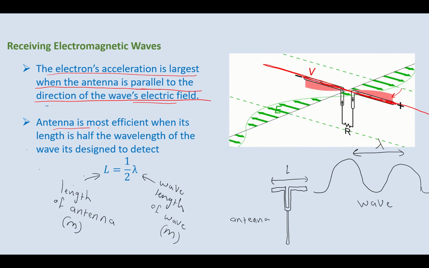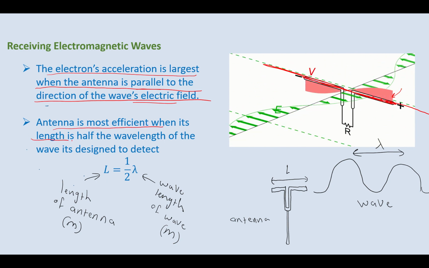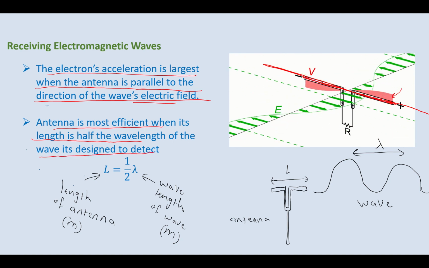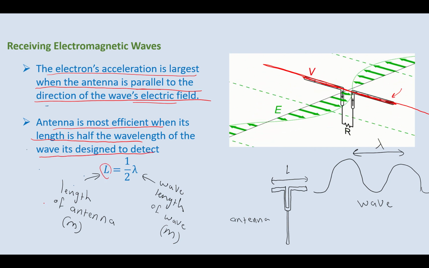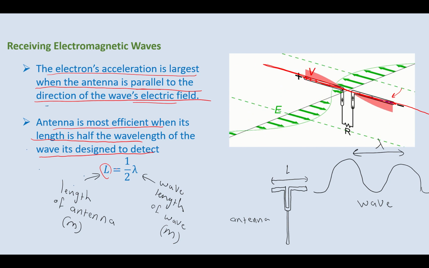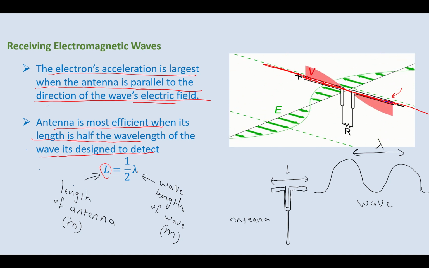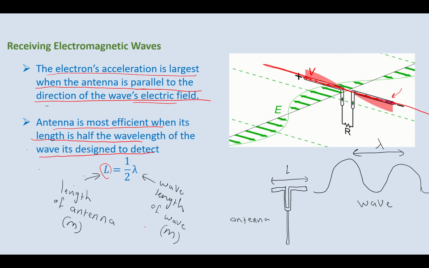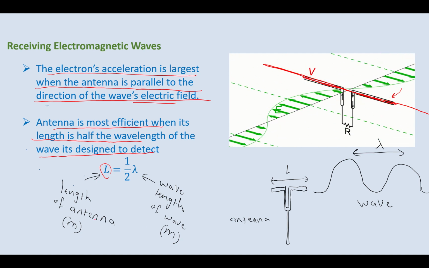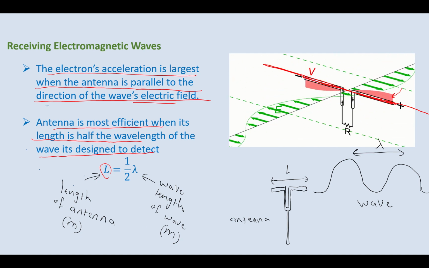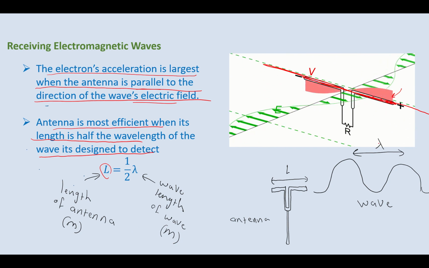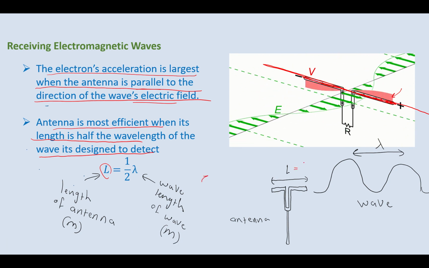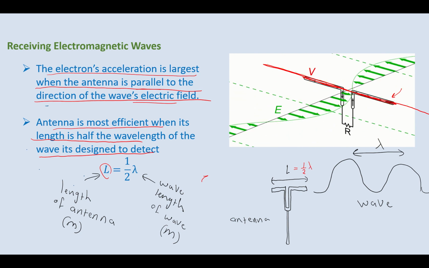Also, the antenna is most efficient when its length is half of the wavelength of the wave it is designed to detect. So the length of the antenna L, measured in meters, must be half of the wavelength, measured in meters as well. They can be measured in centimeters for both of them, but they have to be the same unit. So you can see here the wave has a wavelength of lambda. L, which is the length of the antenna, has to be half of that, half of lambda.